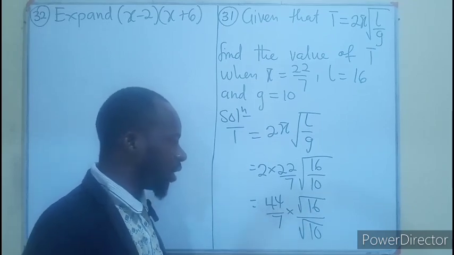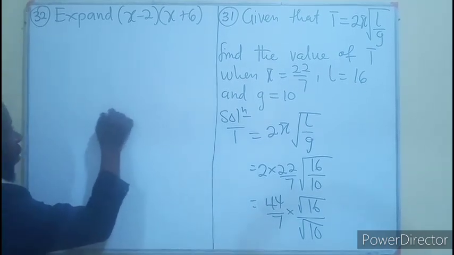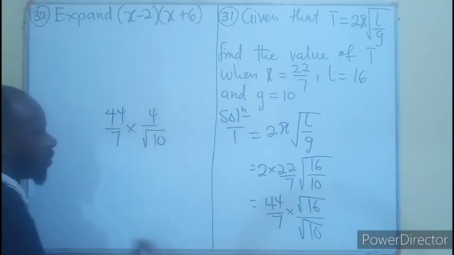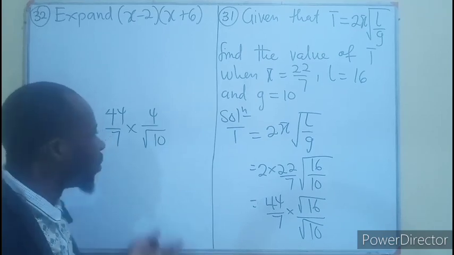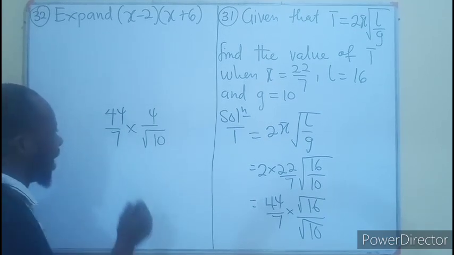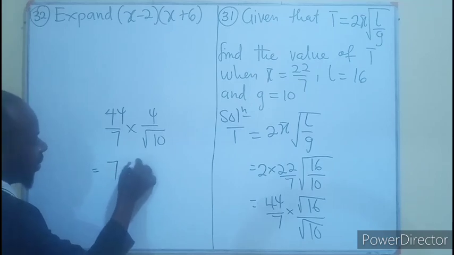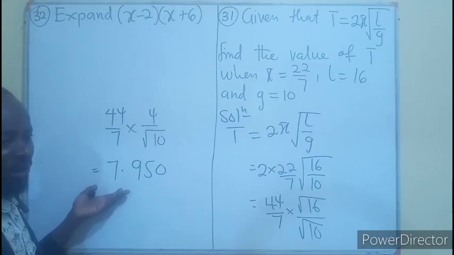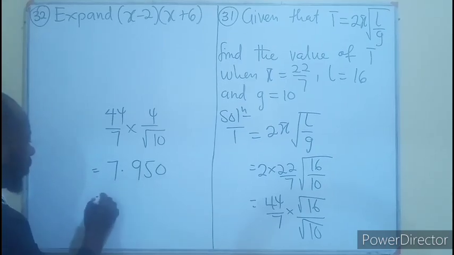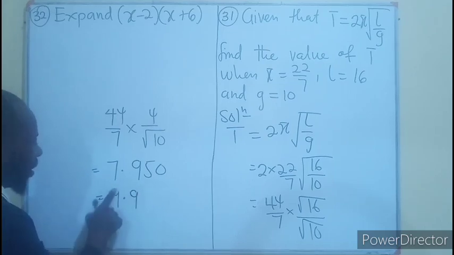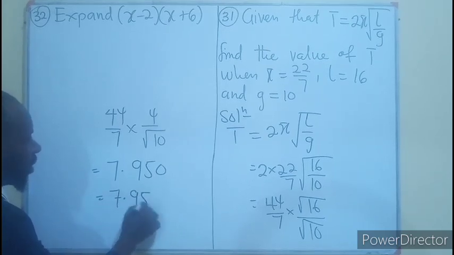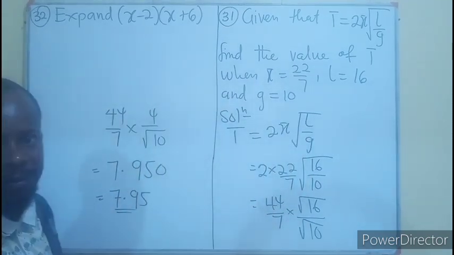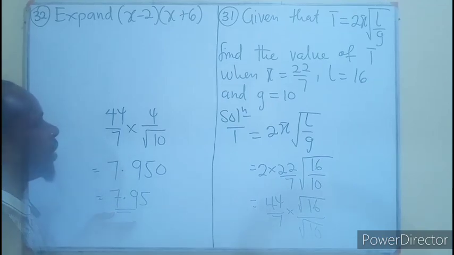But you can also separate it in this form, knowing very well that you have 44/7 times 4 out of the root 10. We can't have any common factor to cancel. So we still need to put this in a calculator. And that will give us 7.950 to 3 decimal places. But on the possible answers, it is presented in 2 decimal places. So that is 7.95. And on the options, that will give us D. That will be the option D.